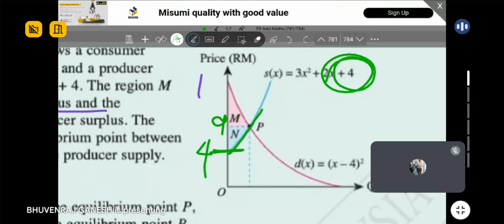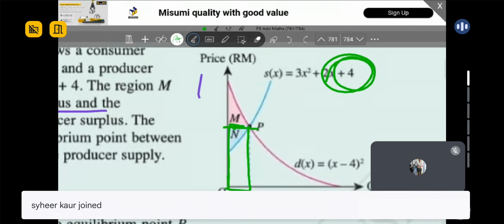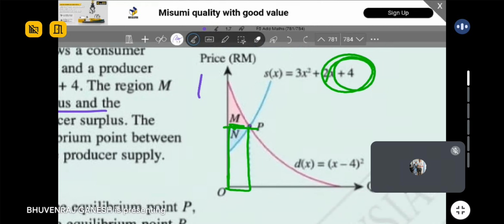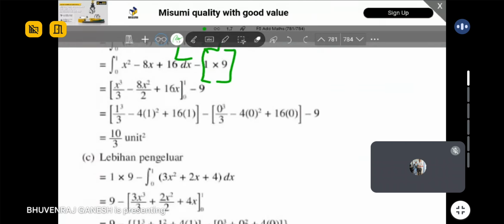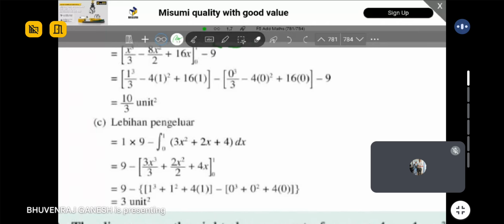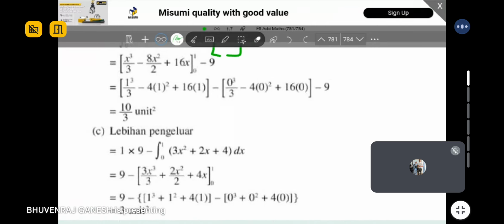Okay, or second method, you integrate towards x. So x means that you take the area of rectangle, luas bawah, luas segi 4 tepat, tolak luas bawah lengkung. Wait, try to use the colors. Okay, luas bawah lengkung. Alright, so then you will get the N region. Okay, guys, clear? So two methods for you. Depends which one you want to use. Kamu boleh pilih mana-mana. Okay, so final answer, you should get 3 unit square.